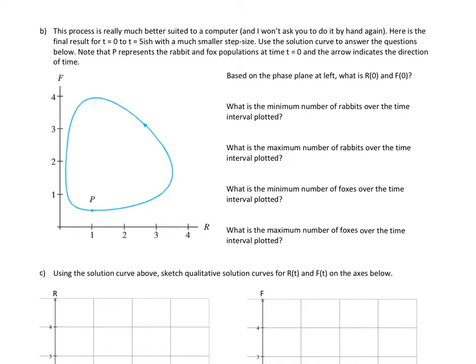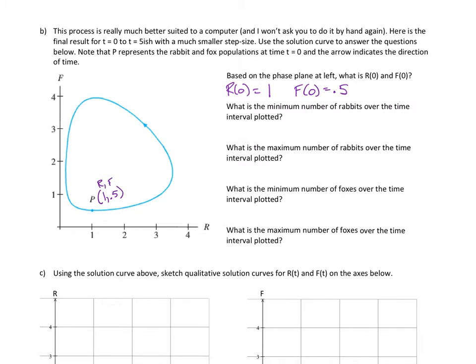Okay, so based on the phase plane at left, what is R of 0 and F of 0? The coordinates of P are approximately 1, 0.5, and that's an R, comma, an F, because R is on the horizontal and F is on the vertical. So R of 0 is 1, F of 0 is 0.5.